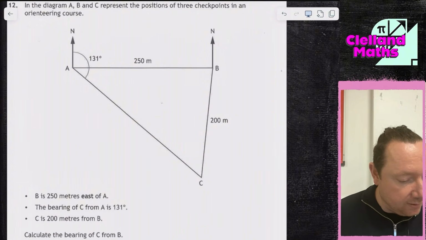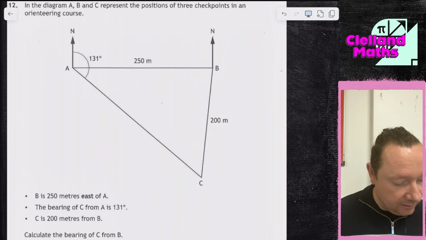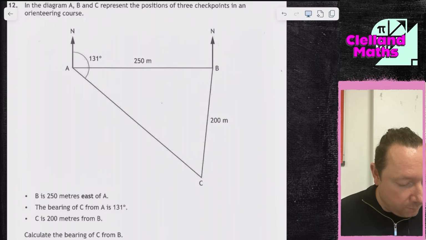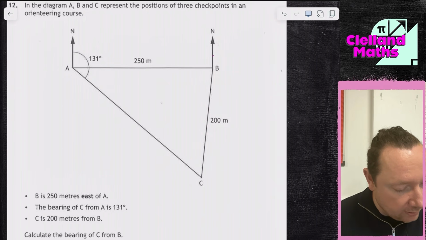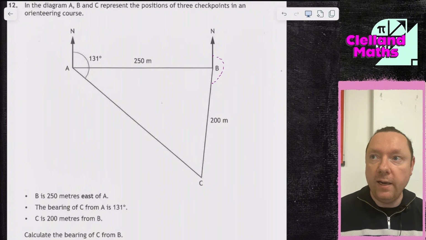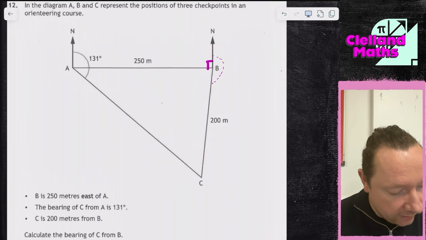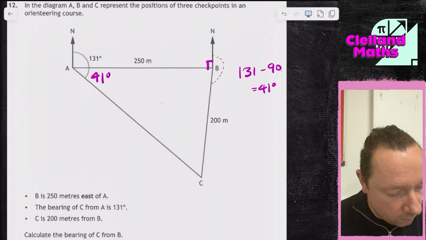National 5 Maths 2025, Paper 2, Question 12. In the diagram, A, B and C represent positions of 3 checkpoints on an orienteering course. B is 250 east of A, C is on a bearing of 131, it's shown in the diagram anyway, and C is 200 meters from B. Calculate the bearing of C from B. So from B, I need to calculate going round that way to get back to C. Don't worry if you couldn't do the whole thing, but let's start from where we can. 90-degree angle there. There must be one there as well, so I can do 131 minus 90. That's 41 degrees, and that gets me 41 inside the triangle.